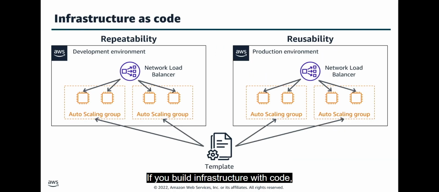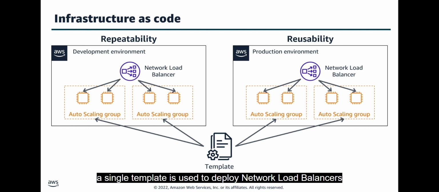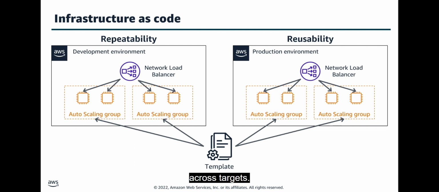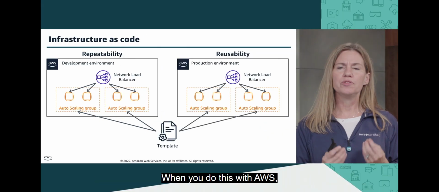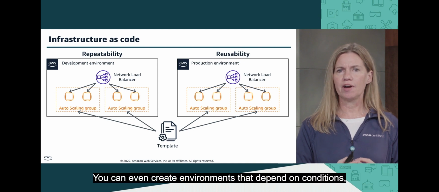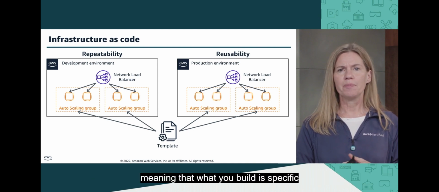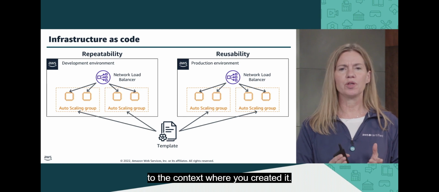If you build infrastructure with code, you gain the benefits of repeatability and reusability while you build your environments. In the example shown, a single template is used to deploy network load balancers and auto-scaling groups that contain Amazon Elastic Compute Cloud instances. Network load balancers distribute traffic evenly across targets. With one template or a combination of templates, you can build these same complex environments repeatedly. When you do this with AWS, you can even create environments that depend on conditions, meaning that what you build is specific to the context where you created it.